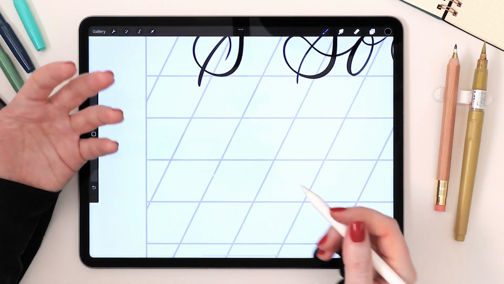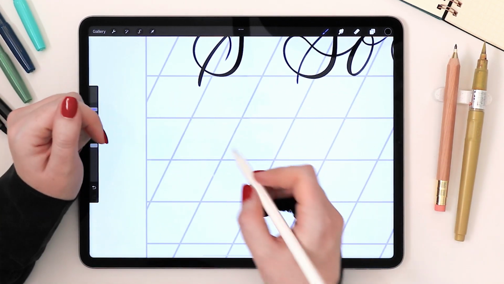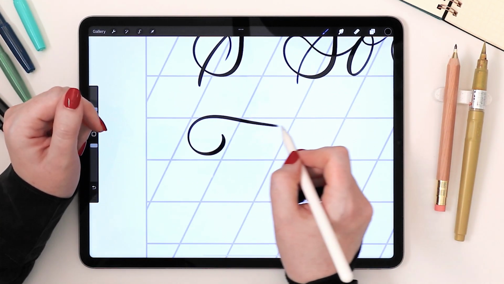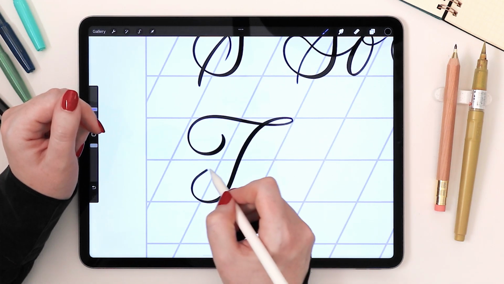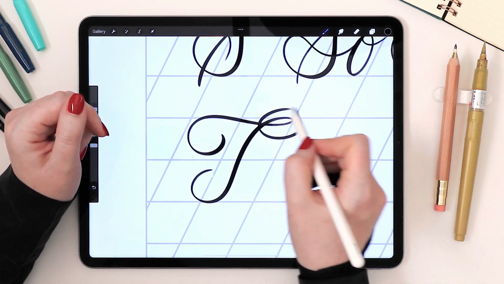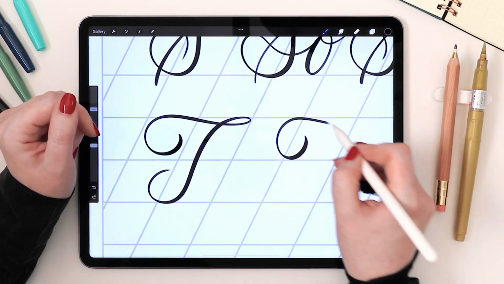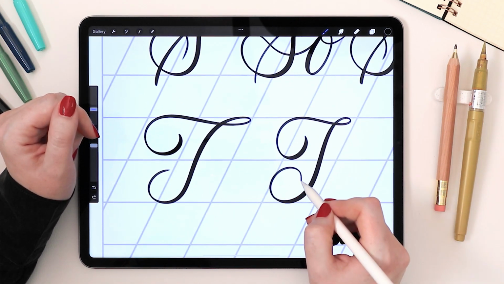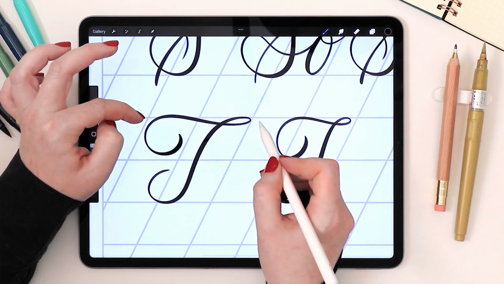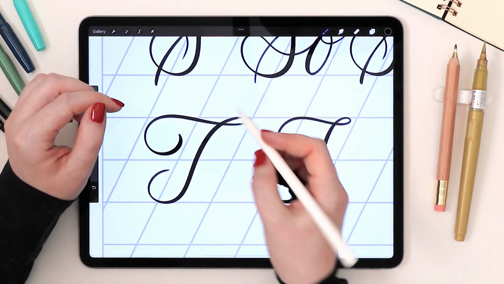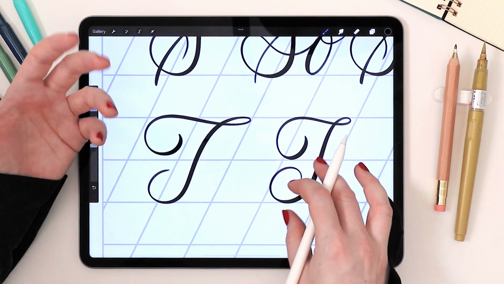T is pretty similar to J, except you have to extend the top crossbar, and I make the top feel a little bit flatter. So this is kind of one of the differences with J. Remember that J looked a lot more like this. But here I'm extending the top so that it looks longer, and I'm curling around a little bit less at the bottom.